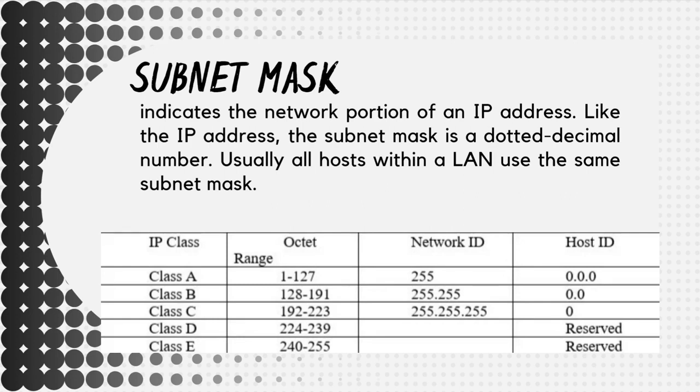For class D, it ranges from 224 to 239 and it is reserved for multicast groups. Remember, it is reserved for multicast groups. For class E, it ranges from 240 to 255 and it is reserved for research use.